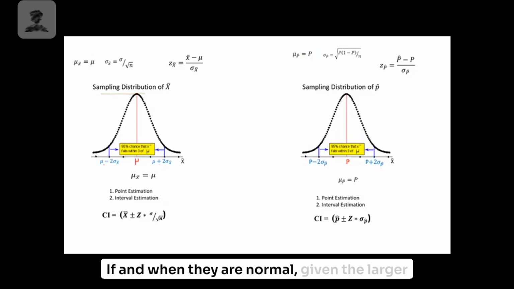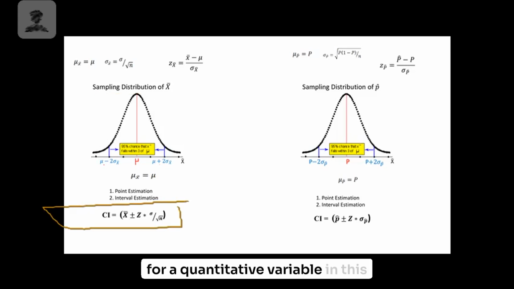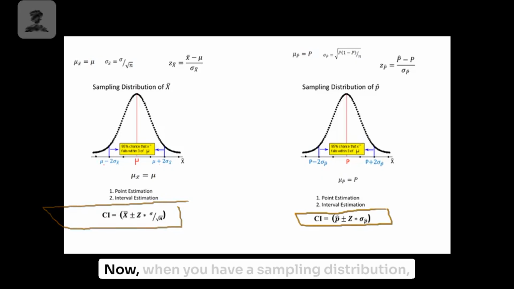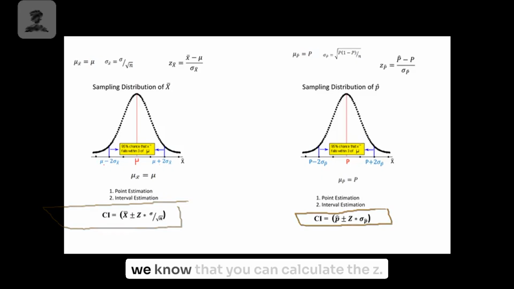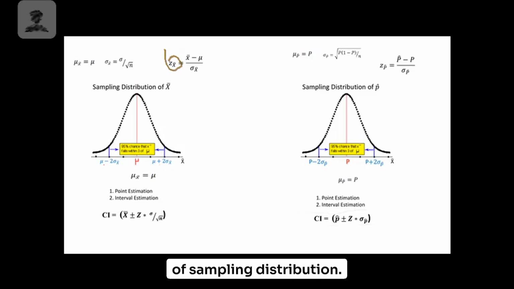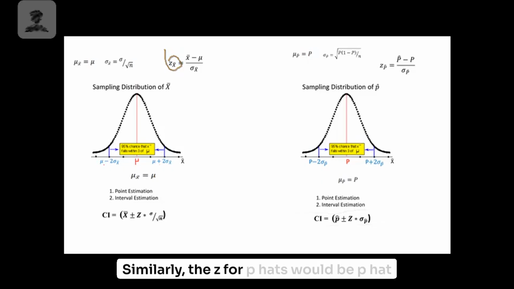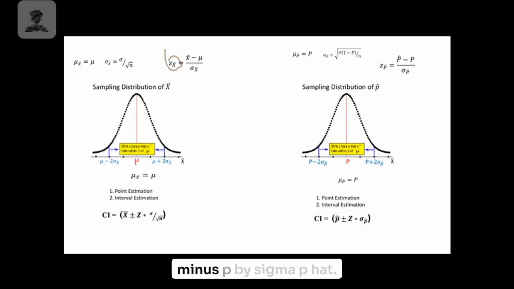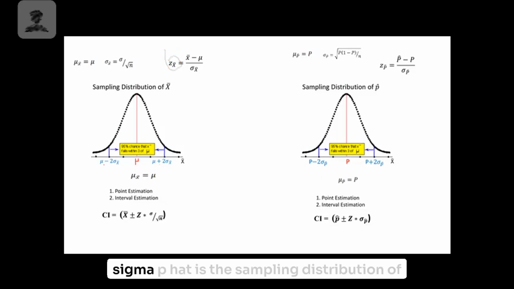If and when they are normal, given a large enough sample size, we can use this particular formula for a quantitative variable and this particular formula for a categorical variable. Now, when you have a sampling distribution, we know that you can calculate the z. The z for x bar would be x bar minus mu divided by sigma x bar, which is the standard deviation of the sampling distribution. Similarly, the z for p hat would be p hat minus p divided by sigma p hat, but sigma p hat is the standard deviation of the sampling distribution of sample p hats.